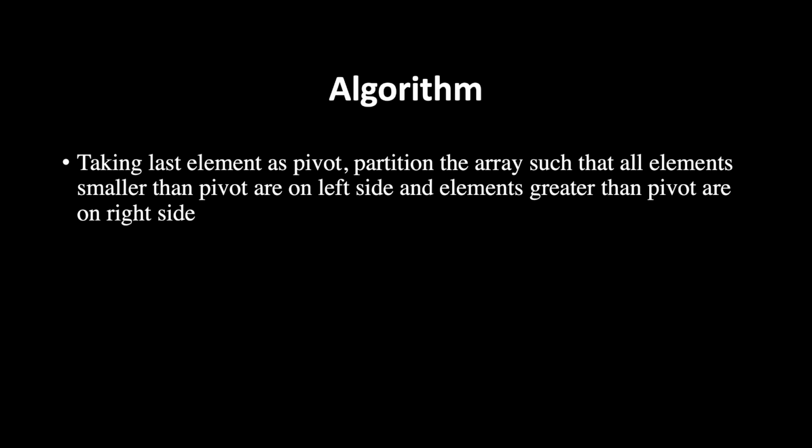So you now must have got an idea of what a pivot is. Pivot is an element such that elements on the left side of it are smaller than it and elements on the right side of it are greater than it. And then we will sort each half using the quicksort function. How the quicksort function will do that, we will not think about.